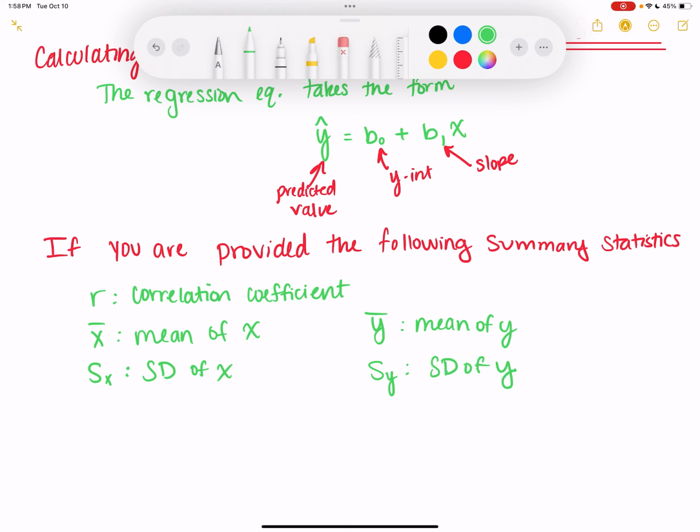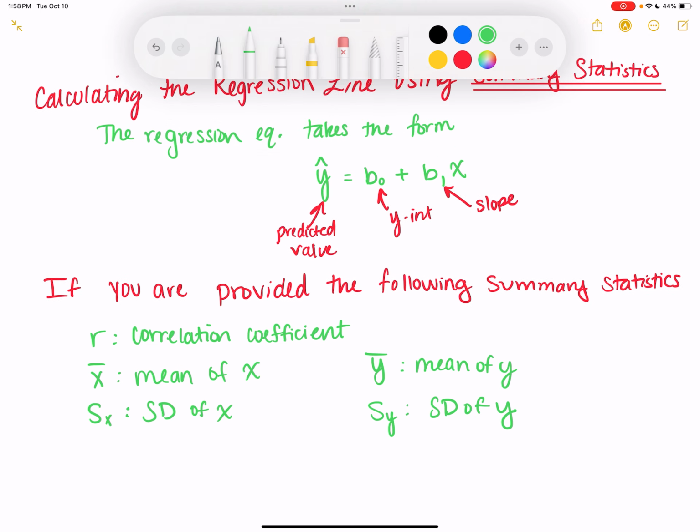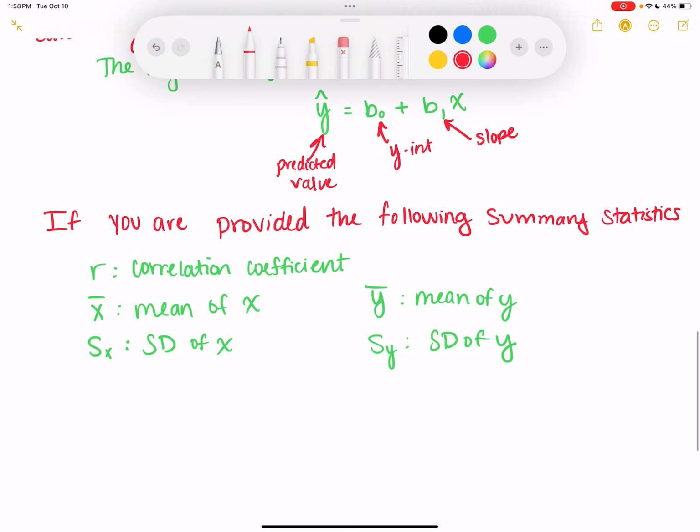So, if you're given all of this information, you're probably thinking, I don't see that written in that equation that you said I can find using summary statistics. I'm here to tell you how to do it. Calculate the slope. B1 is equal to R times S sub Y over S sub X.